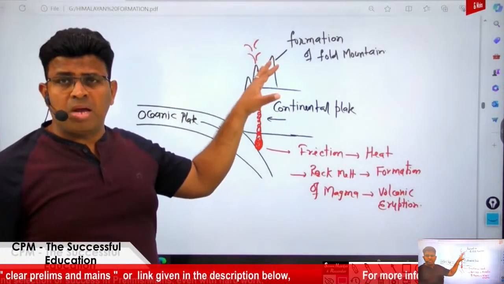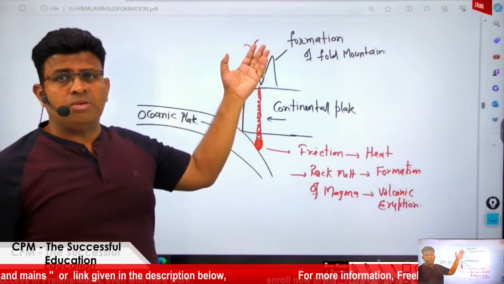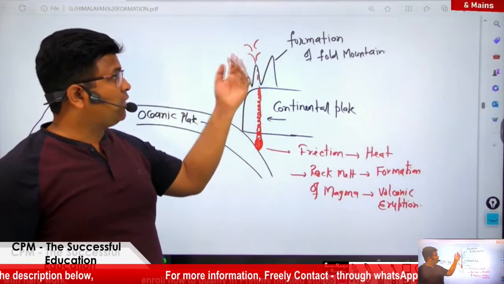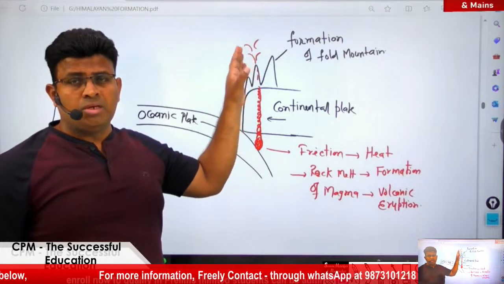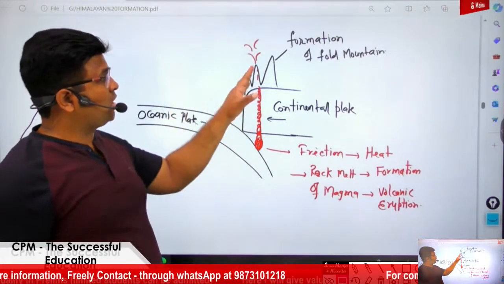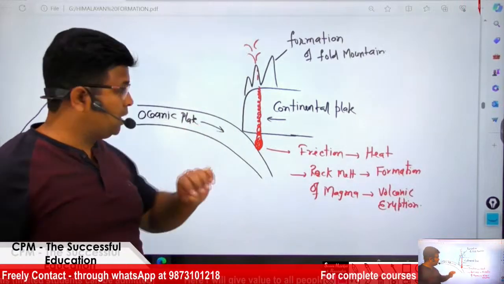Similarly, the Andes mountains and the Rockies mountains have been formed: the Andes on the western part of South America and the Rockies on the western part of North America. Similarly, they have been formed.